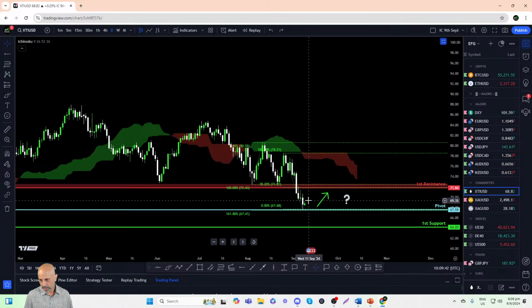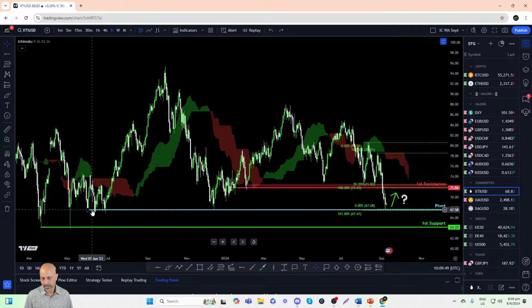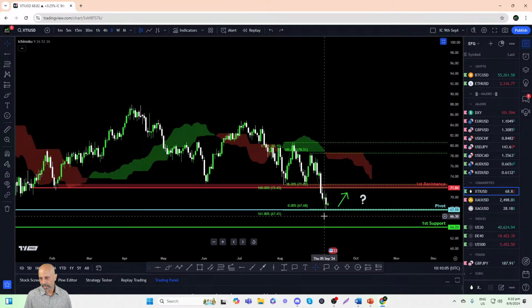Right. So once again, with XTI USD bouncing off its pivot, the pivot is actually a very significant support level. It's a multi-swing low support level that's been in place since 31st of May 2023. So that's from last year, right? 31st of May 2023 is a strong multi-swing low support level that's been in place since then, and we have seen crude prices bounce off this level once more.